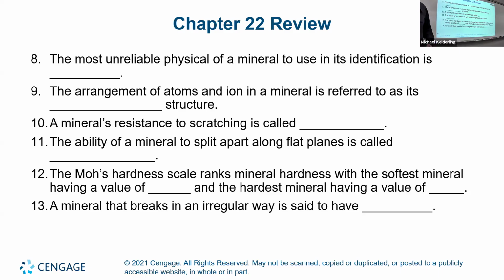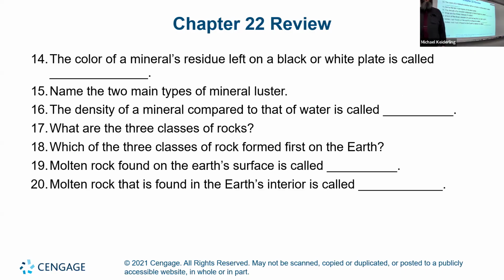The Mohs hardness scale ranks mineral hardness with the softest mineral having a value of 1, that's talc, and the hardest mineral having a value of 10, that's diamond. And a mineral that breaks in an irregular way is said to have fracture. The color of a mineral residue left on a black or white plate is called streak and is a much better way to identify a mineral.